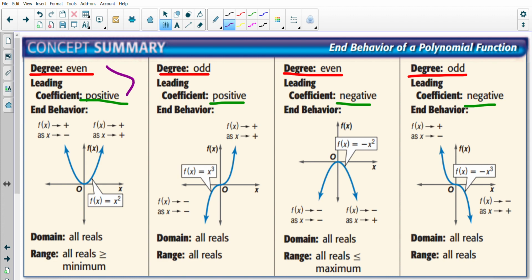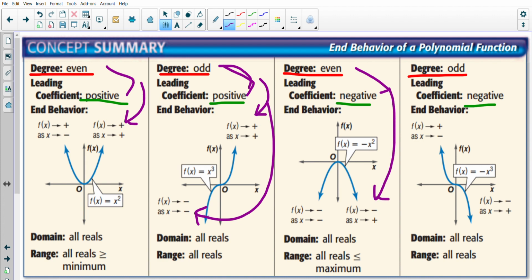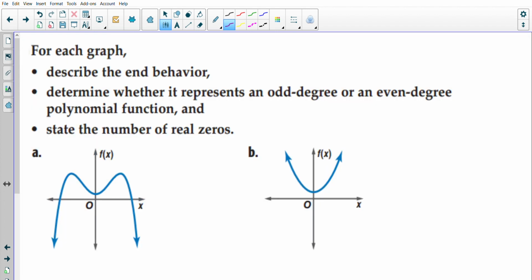If it is even and positive, this will be our answer. If it is odd and positive, this will be our answer, along with the one way down here. If it's even and negative, these are your answers. If it is odd and negative, these will be your answers. I'll read off how to say them exactly. There's a lot to say here, so I'm going to speed up. Using this chart will give you your answers every time, so long as you look at the degree and the leading coefficient.